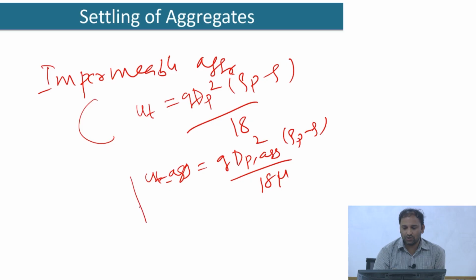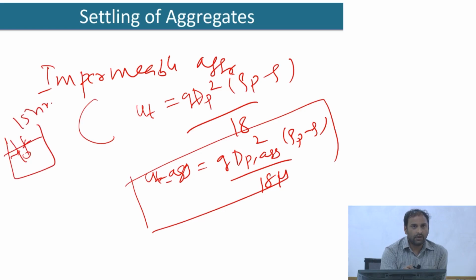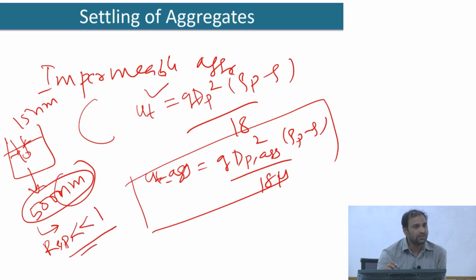And I gave an example as to why I could still go ahead and use the Stokes settling expression. If I take, say, a 15 nanometer particle, and make even an aggregate which is, say, 500 nanometers in diameter, the aggregate you are getting is still in the nanometer size range, so your Reynolds number Re_p, if you calculate, would still be much less than 1. Therefore, I could still go ahead and use this. This is where we had stopped yesterday.